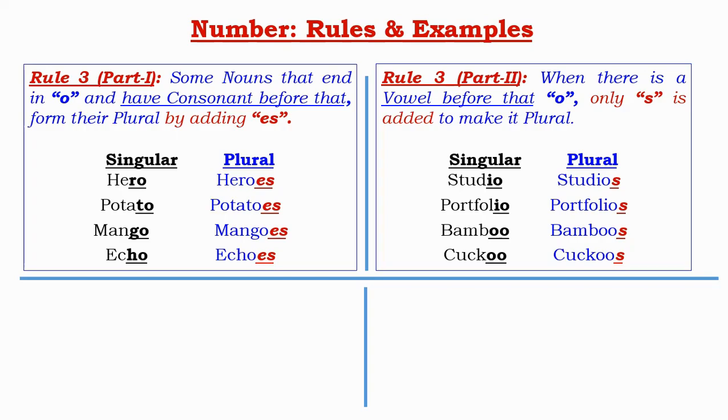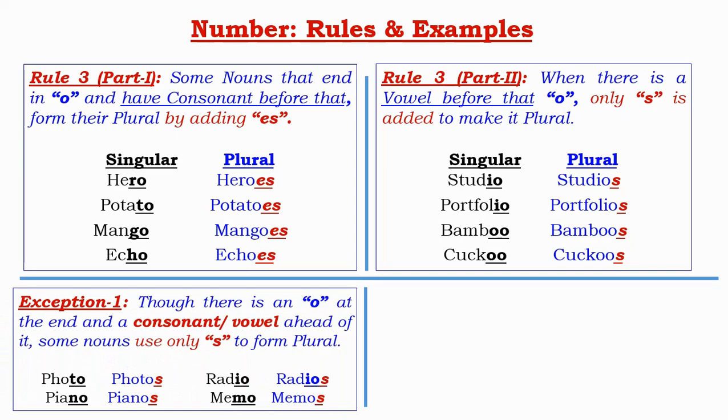So exception number 1 is that though there is an o at the end and a consonant or a vowel before that, some nouns use only s to form plural, such as photo becomes photos, piano becomes pianos, radio becomes radios, etc. So here only s is used instead of es as it is applicable for other words.